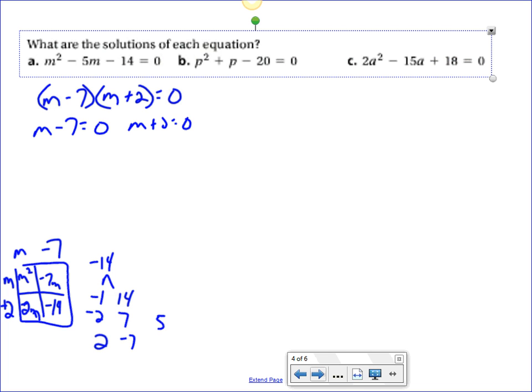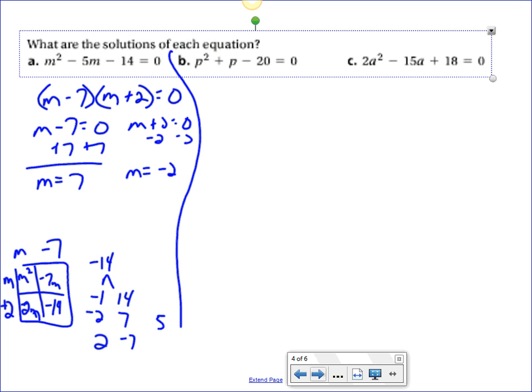So I'd add 7, and I get m is equal to 7. Subtract 2, you get n is equal to negative 2. Okay, very good.